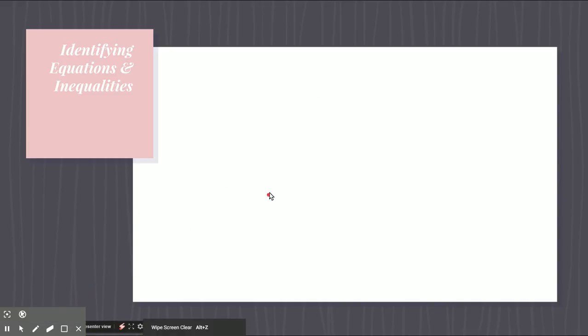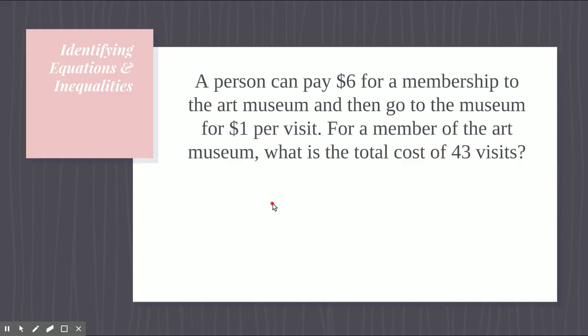All right, let's look at another one. A person can pay $6 for a membership to the art museum and then go to the museum for $1 per visit. For a member of the art museum, what is the total cost of 43 visits? Now in this case, it's asking what is the total cost of 43 visits. It's not saying less than 40 visits. It's not saying more than 40 visits. It's saying the total cost of exactly 43 visits.